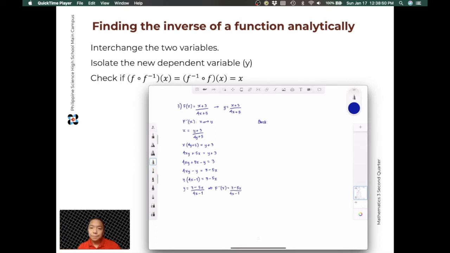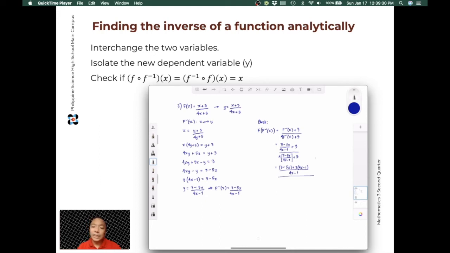Let's check. F of f inverse of x, this is equal to f inverse of x plus 3 over 4 times f inverse of x plus 5. Pinalitan natin yung x ng f inverse of x. So that's 3 minus 5x over 4x minus 1 plus 3. Tapos 4 times 3 minus 5x over 4x minus 1 plus 5. Now, we multiply 4x minus 1 dun sa mga constant sa labas. We have 3 minus 5x plus 3 times 4x minus 1 all over 4x minus 1.